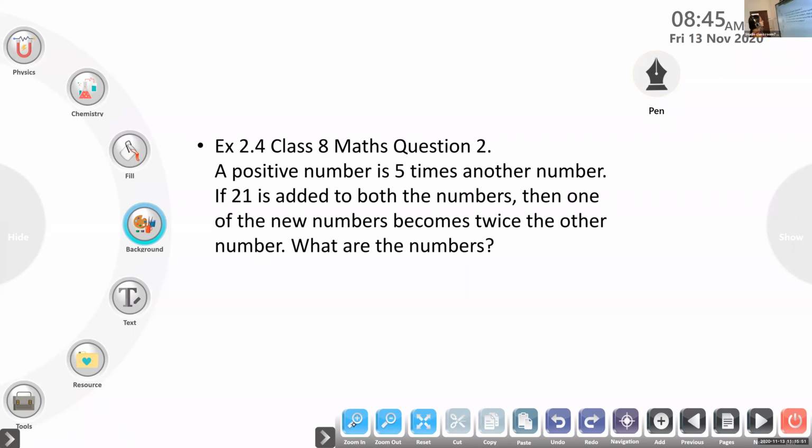A positive number is 5 times another number. If 21 is added to both the numbers, then one of the new numbers becomes twice the other number. What are the numbers?